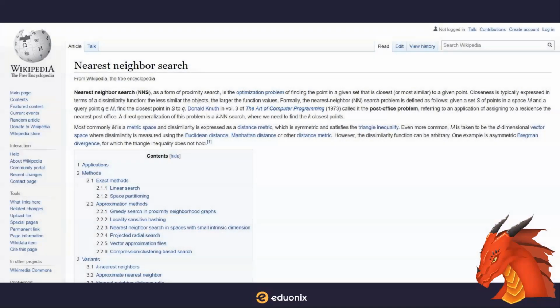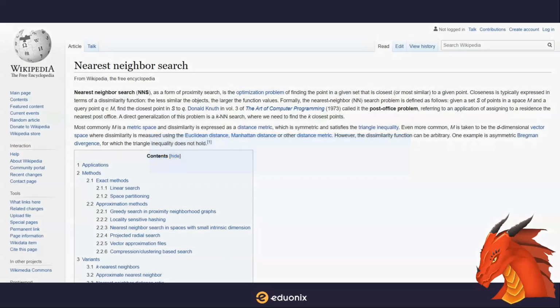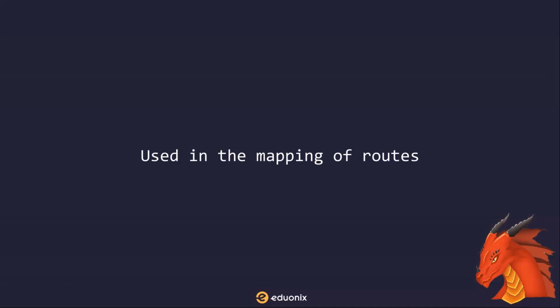This said, there appeared in 1967 the new idea of the nearest neighbor algorithm. This algorithm idea represented the beginnings of basic pattern recognition. It was used in the mapping of routes. It solved the traveling salesperson's most pressing problem. One of the earliest algorithms, it found for salesmen the most efficient routes.